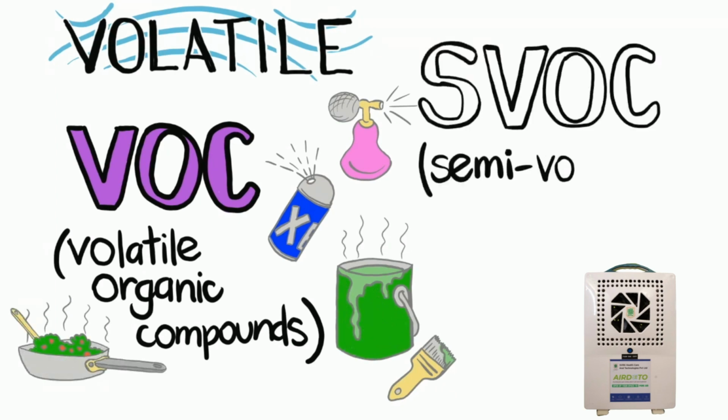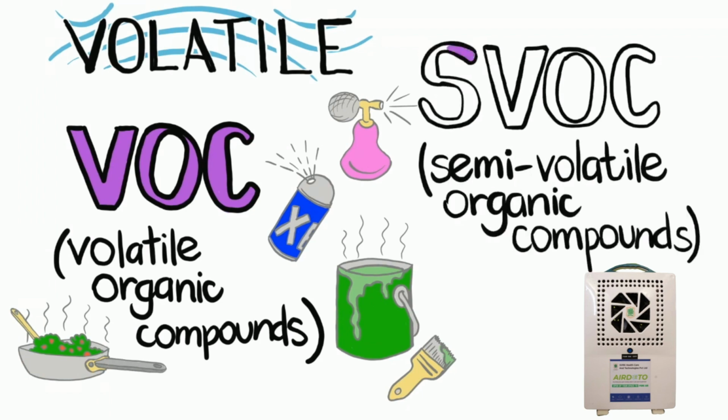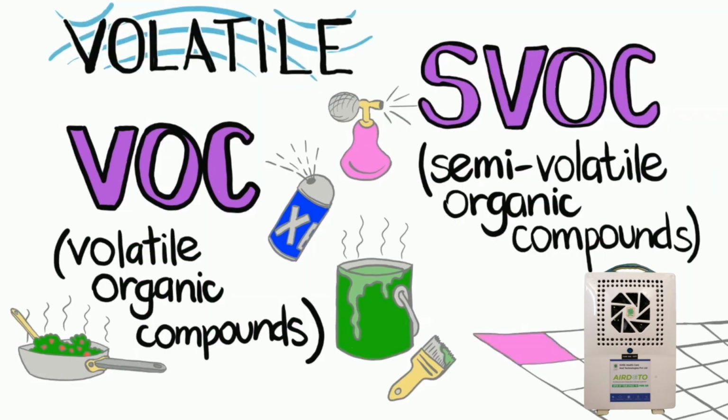Semi-volatile organic compounds, or SVOCs. These compounds are not very different from VOCs, except that they evaporate much more slowly. Some examples include phthalates, a class of compounds that are slowly emitted from things like vinyl flooring, and some personal care products.